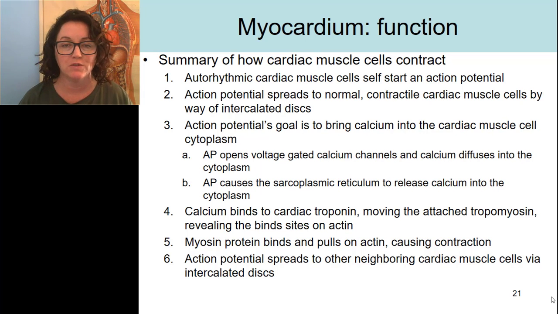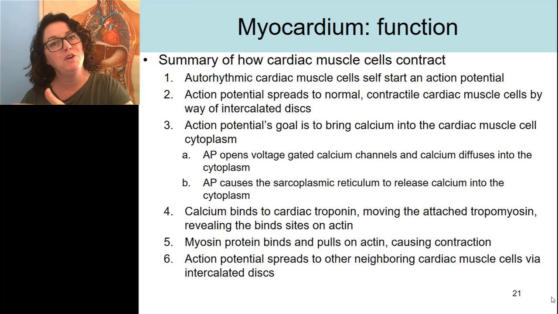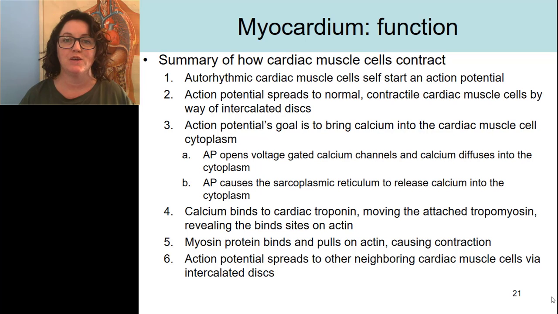So why do we need the calcium in the cytoplasm? If you said because calcium binds troponin, you're right. So calcium binds to troponin, which will shift when the calcium binds. And that will shift the attached tropomyosin, revealing the binding sites on actin. Once the binding sites on actin are revealed, myosin can grab onto the actin and pull, producing the actual movement associated with contraction. All right, and that is the whole process in a nutshell.